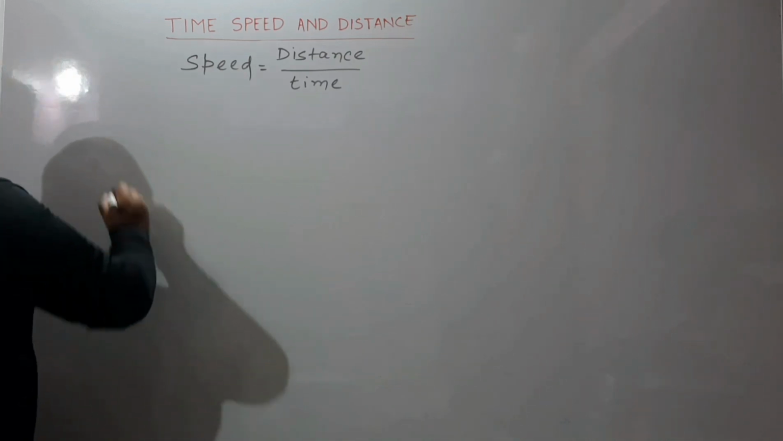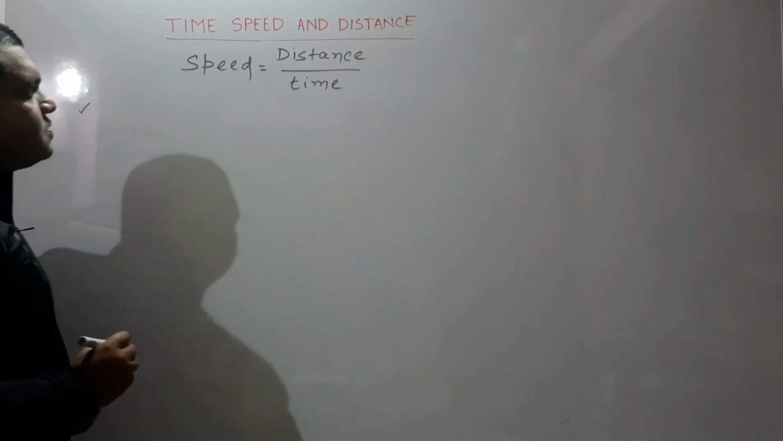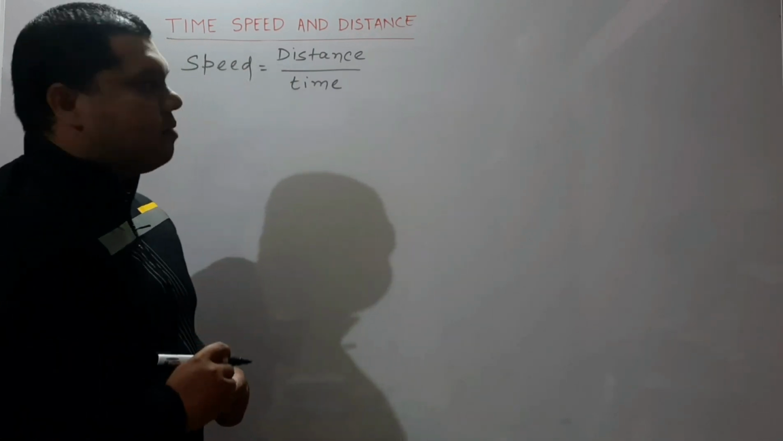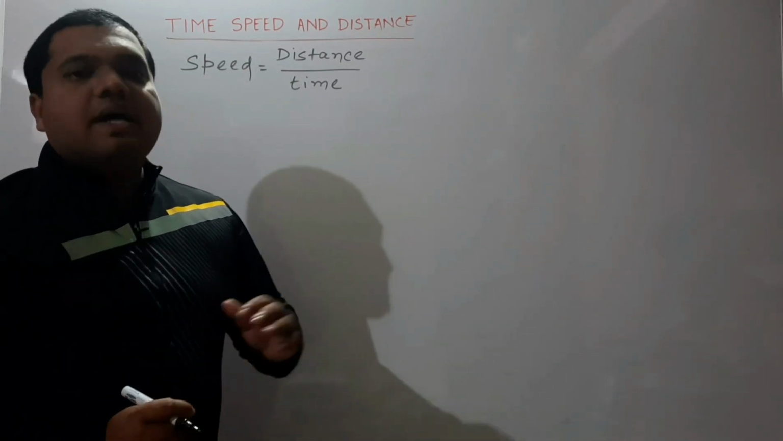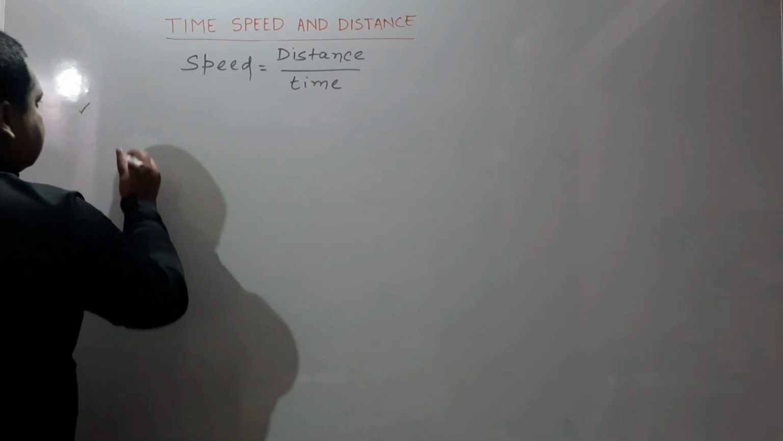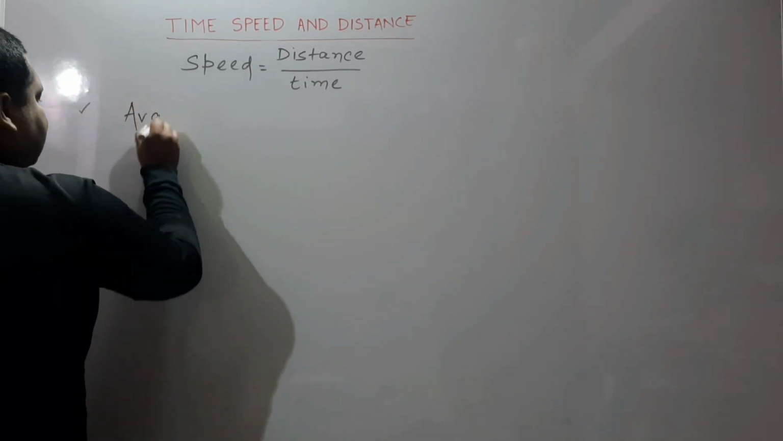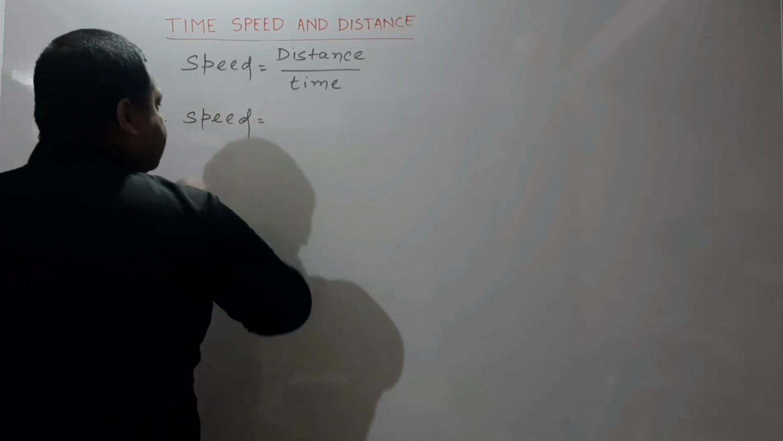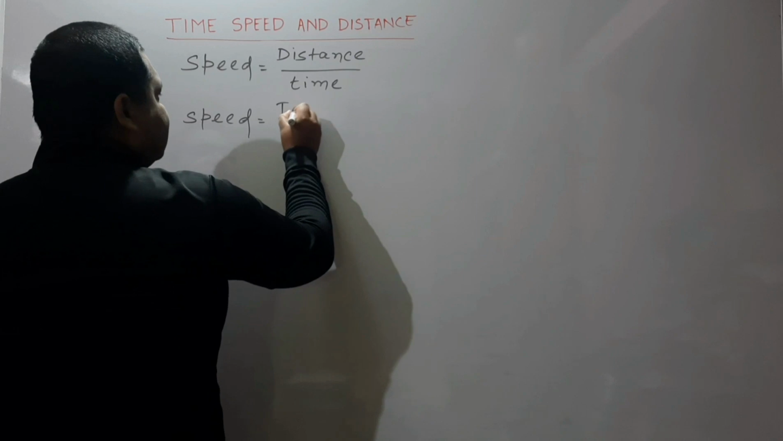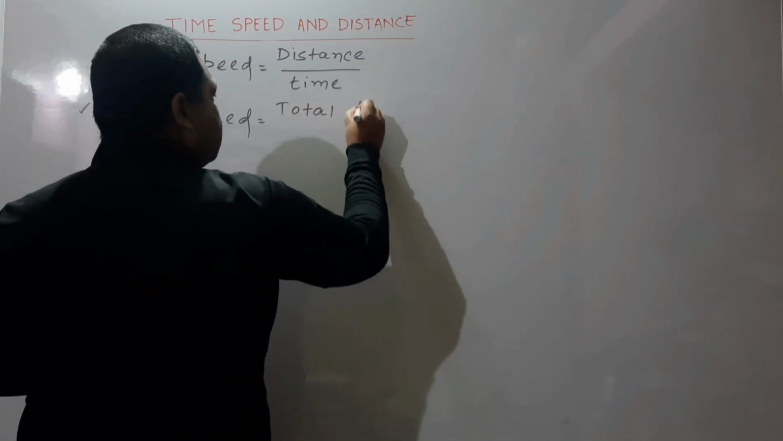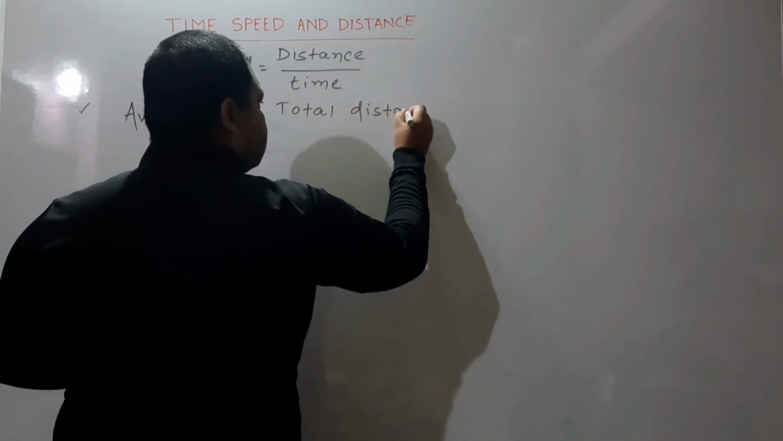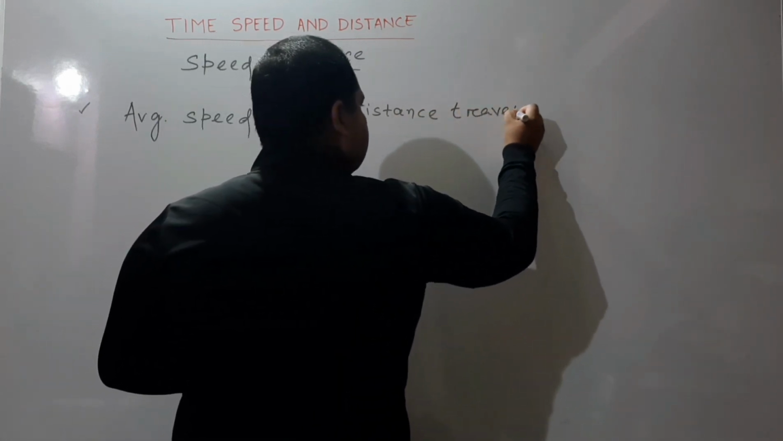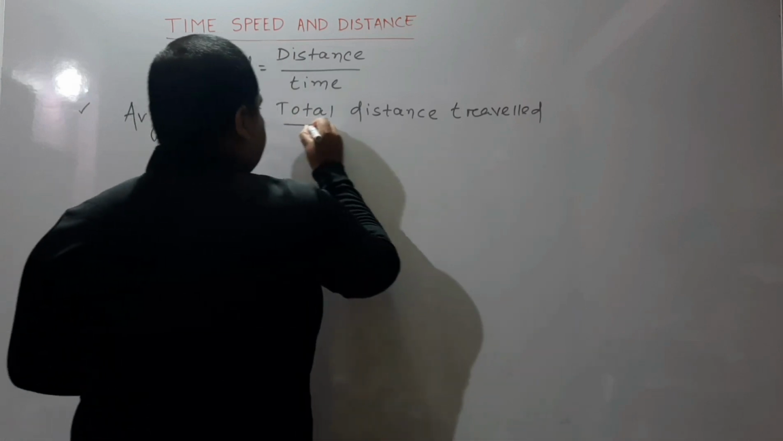So here, concept number one, important: what do you mean by average speed? Average speed is the ratio of total distance traveled divided by total time taken. So here we can define average speed as a ratio of total distance traveled divided by total time taken.